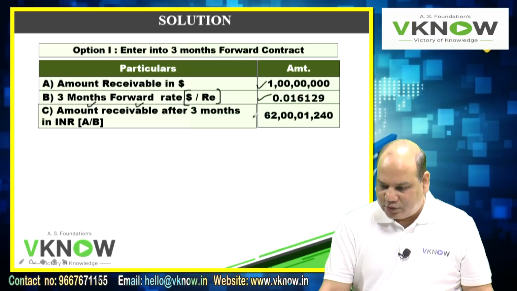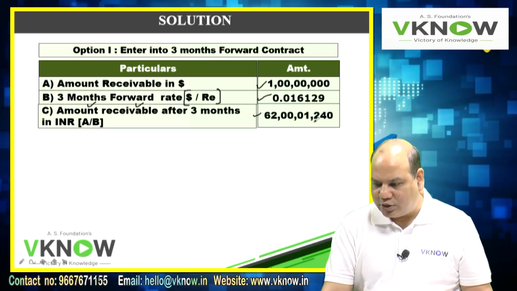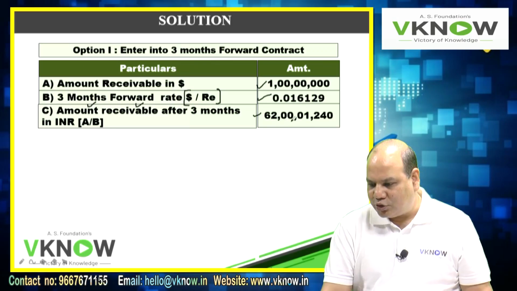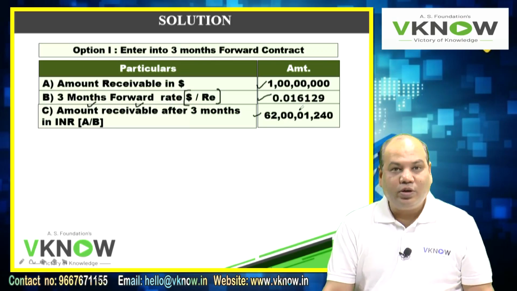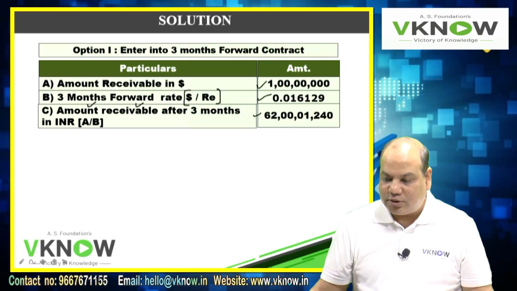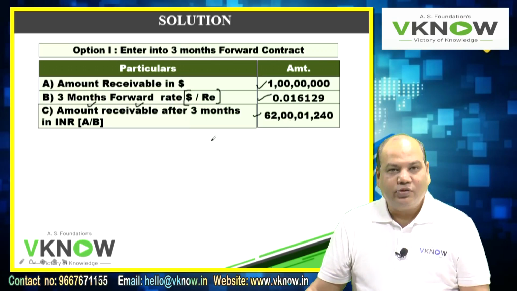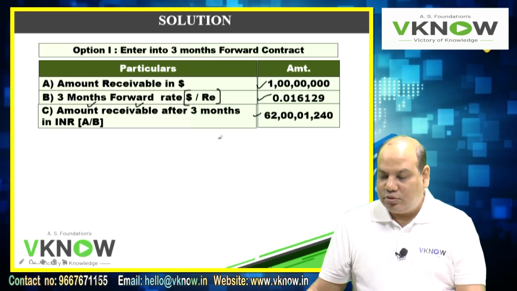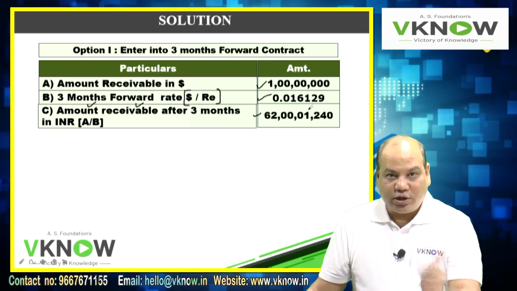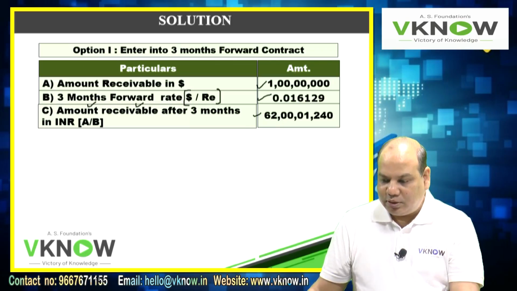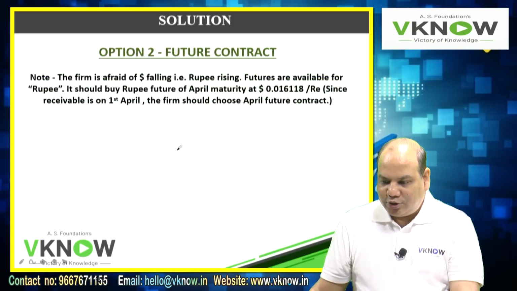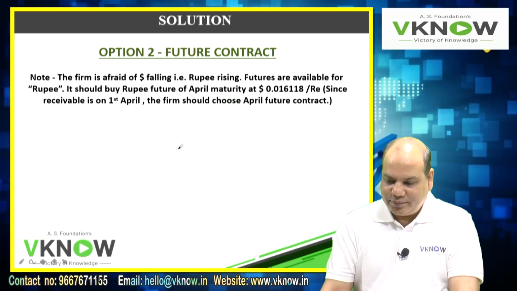Purposefully I am practicing such questions, because sometimes students make mistakes even in calculation here. He might just write down 6 crore. Some of you even write 62 lakh also. Amazing. And some of you multiply also, by converting 1 crore dollar, you get 16 lakh rupees. Unbelievable. Now write down option 2, future contract.